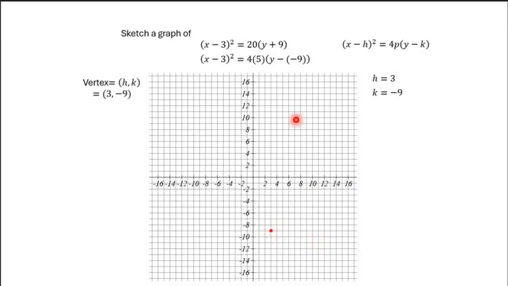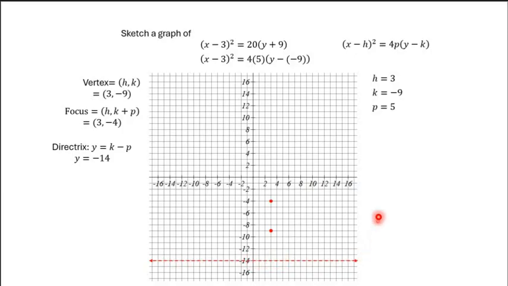From there, I can identify the value of p, because this is 4 times p is 5, and if I go 5 units along the axis of symmetry, which is vertical in this case, that's 5 units up, I find the focus. And if I go 5 units in the other direction from the vertex, I will find a point that is on the directrix. So 5 units below the vertex. So the focus is the point 3, -4, which is h comma k plus p. And the directrix is the line y equals k minus p, which in this case is y equals -14.